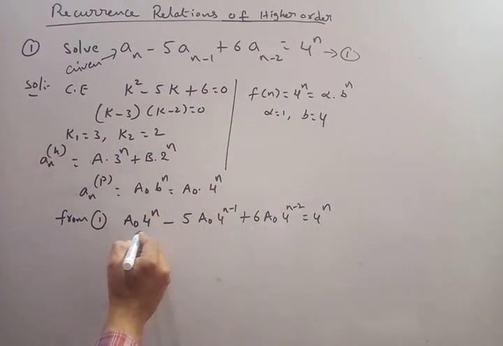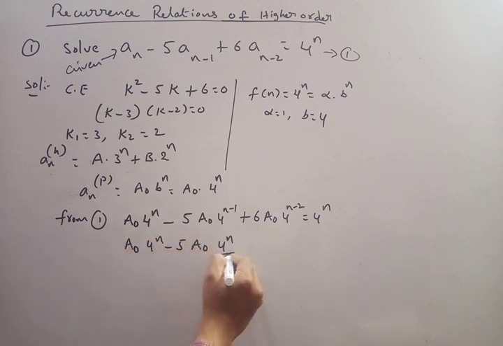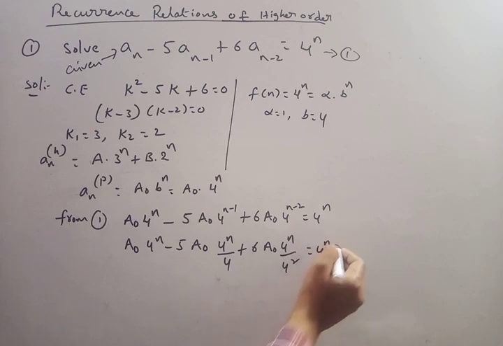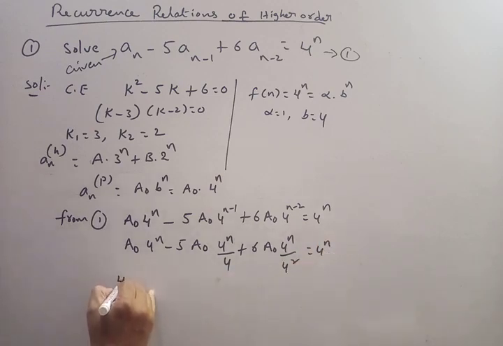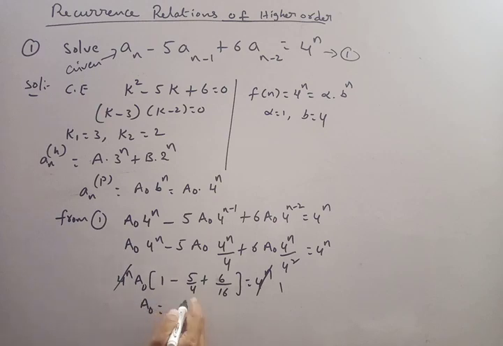That's it. Now take out a naught 4 power n: a naught 4 power n minus 5 a naught 4 power n by 4, plus 6 a naught 4 power n by 4 square, is equal to 4 power n. So which term can we take common? 4 power n and a naught are common. So what do I get here? a naught times (1 minus 5 by 4 plus 6 by 16) is equal to 1, since 4 power n gets cancelled. Taking LCM 8, 8 minus 10 plus 3 is equal to 1, so a naught is equal to 8 by 1.